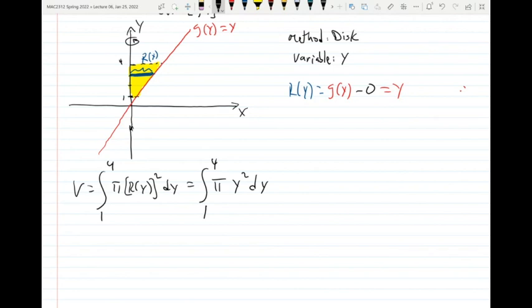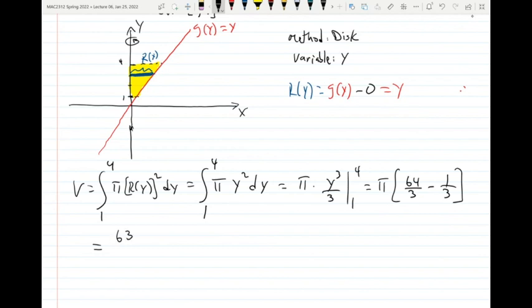Okay, questions on the integral? All right, so now we do this. So that would be y cubed over 3 from 1 to 4. So that's 4 cubed, that's 64. And so we get 63 over 3 pi. And we can simplify this as 21, right? So 21 pi. Okay, questions?